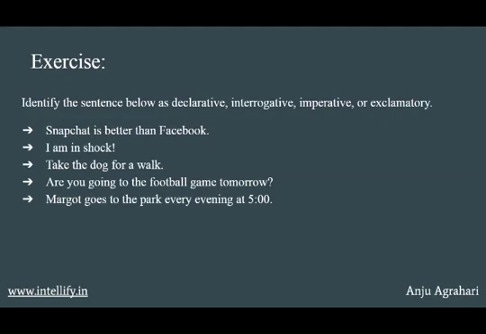So here are some exercises to identify the sentences below as declarative, interrogative, imperative, or exclamatory. Please go through this, and you will get to know that sentences is a very easy chapter. If you do a lot of exercises, you will get to know these things very easily.